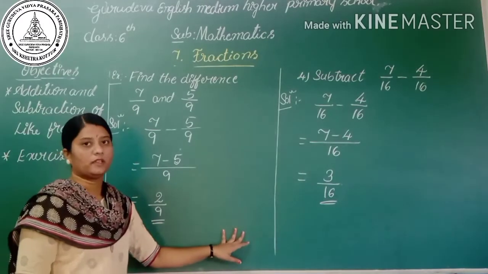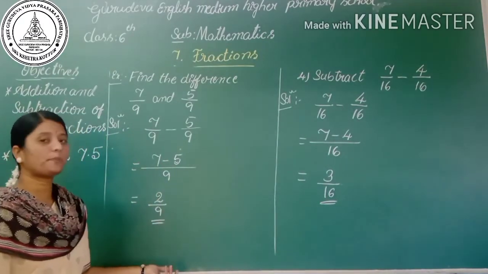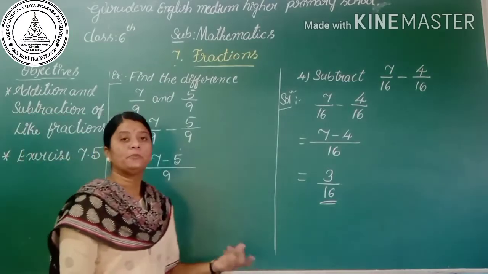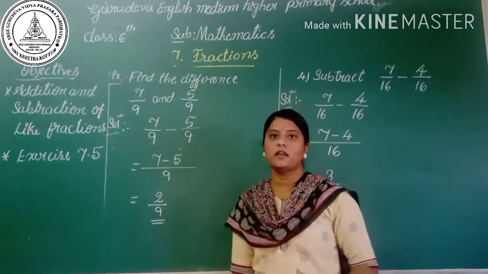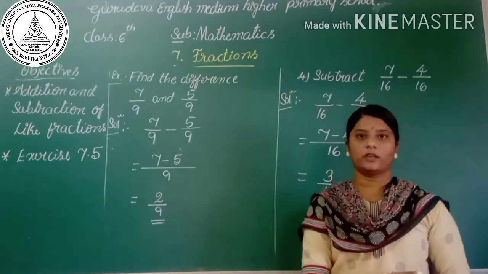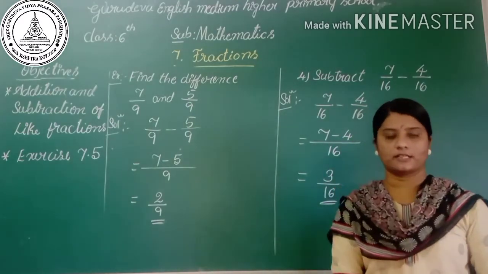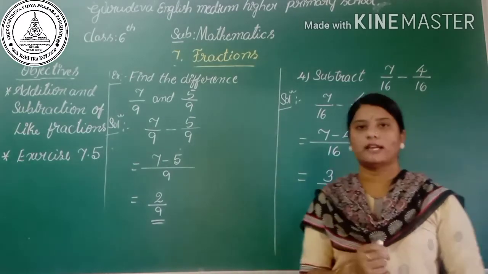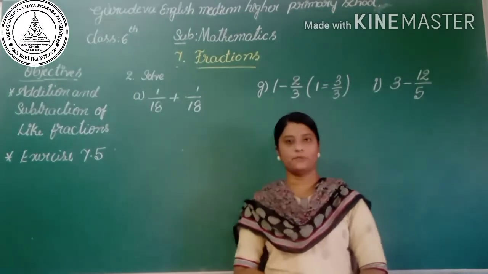Is it clear? So in addition and subtraction of like fractions, we write the denominator as it is, and we add or subtract the numerators. Finally, we will get the sum or difference of the fractions. Then let's solve the exercise 7.5.